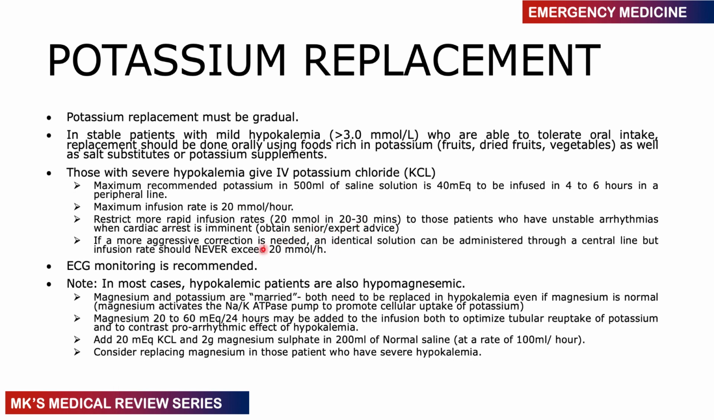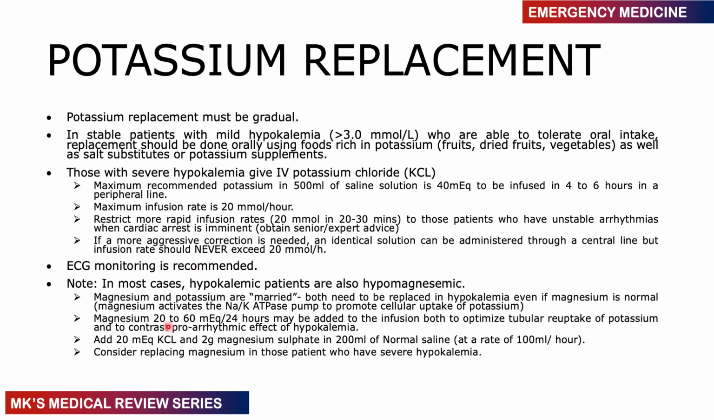If a more aggressive correction is actually needed, you can administer the potassium chloride in a central line, but the infusion again shouldn't exceed 20 millimoles per hour. Make sure that your patient is on constant ECG monitoring. And in most cases, remember that magnesium and potassium, quote unquote, are married. So if the patient needs replacement with potassium, more or less they're going to need magnesium replacement as well, even if the concentration of magnesium is normal, because magnesium is going to activate the sodium potassium ATPase, and this is also going to promote cellular uptake of potassium.